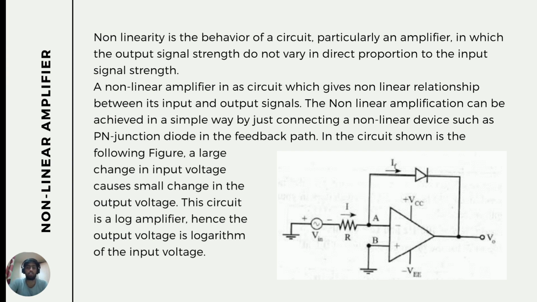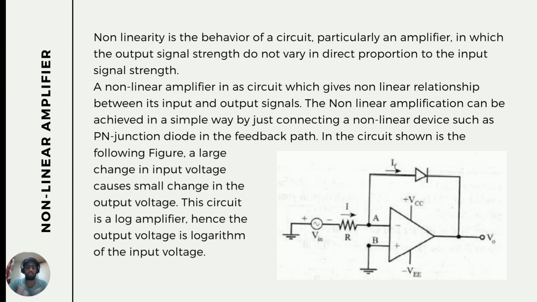by just connecting a nonlinear device, a PN junction diode. So you can see there's a diode connected to an op amp. From node A, a PN junction diode is connected towards the output. And there's a voltage and resistor, and current flows through A, so you can see that in the diagram. So in a nonlinear amplifier, a large change in input voltage causes a small change in the output voltage.